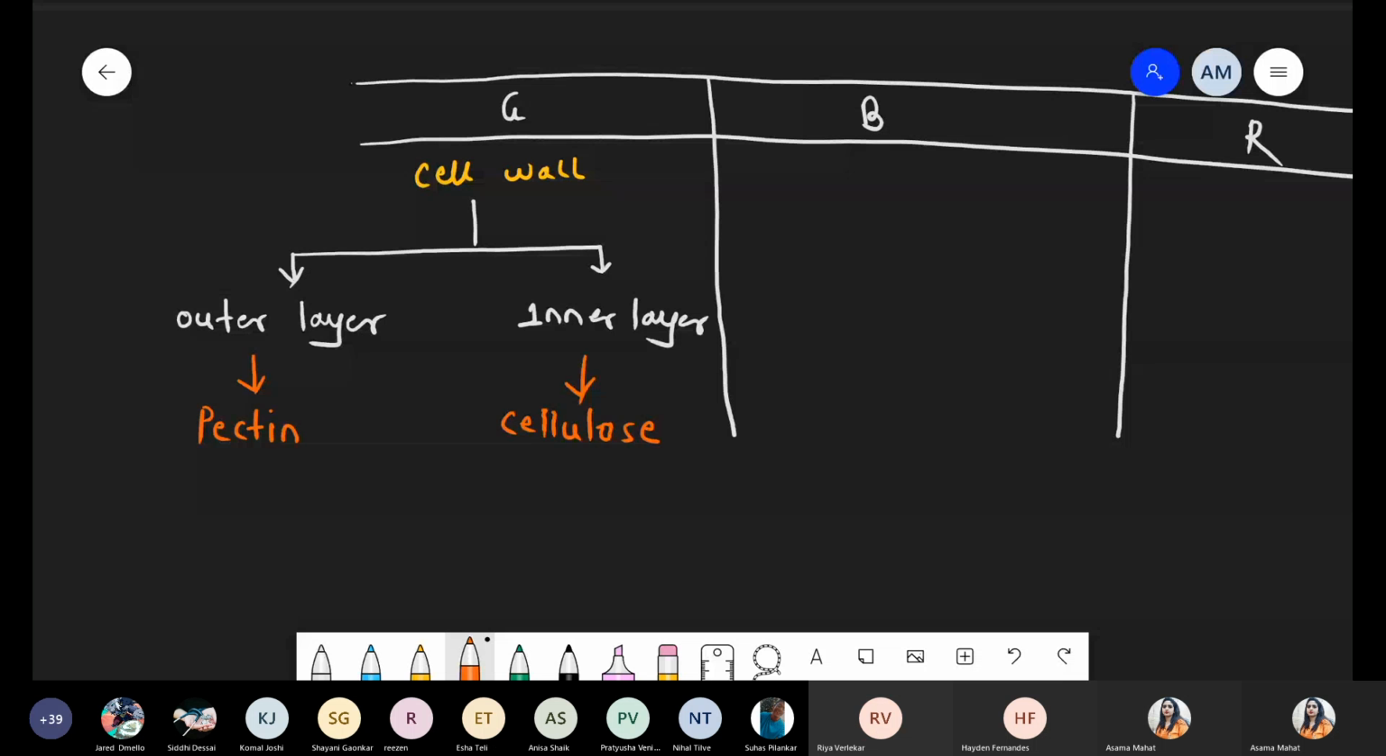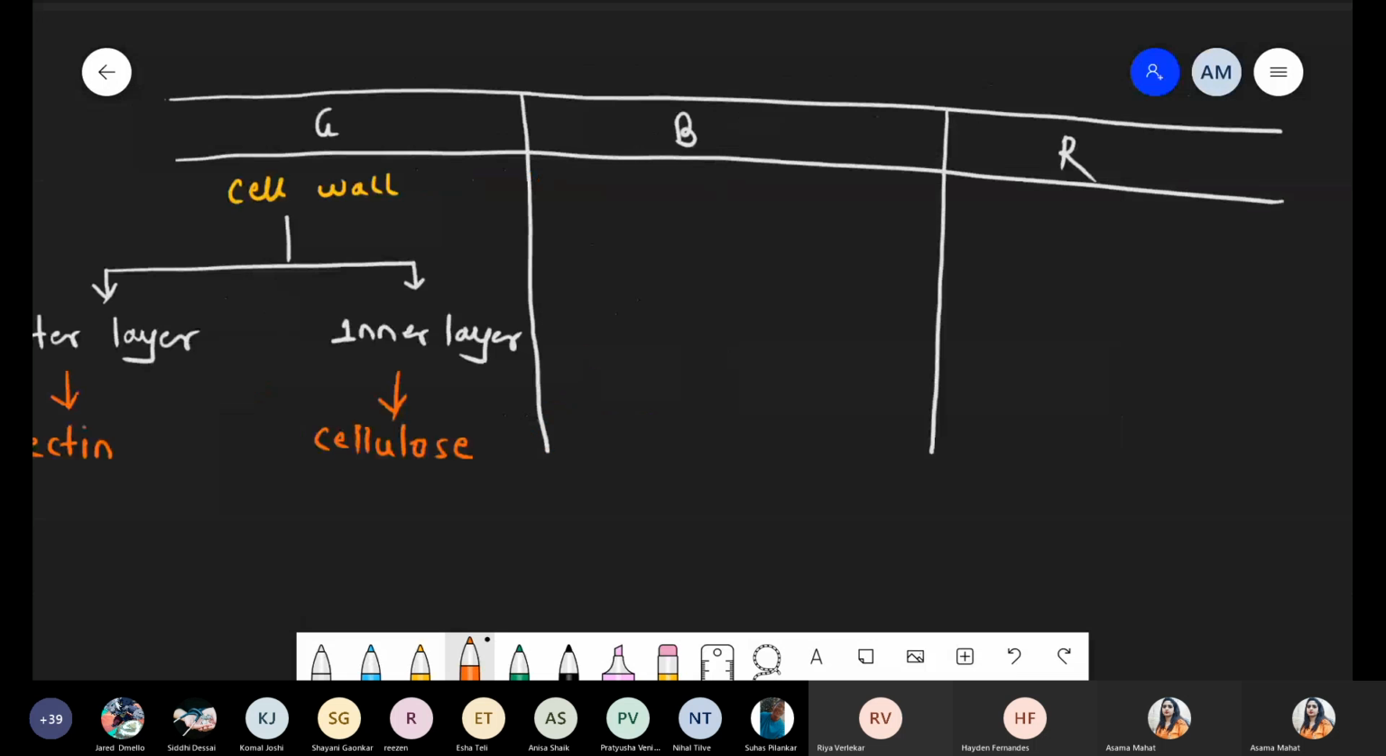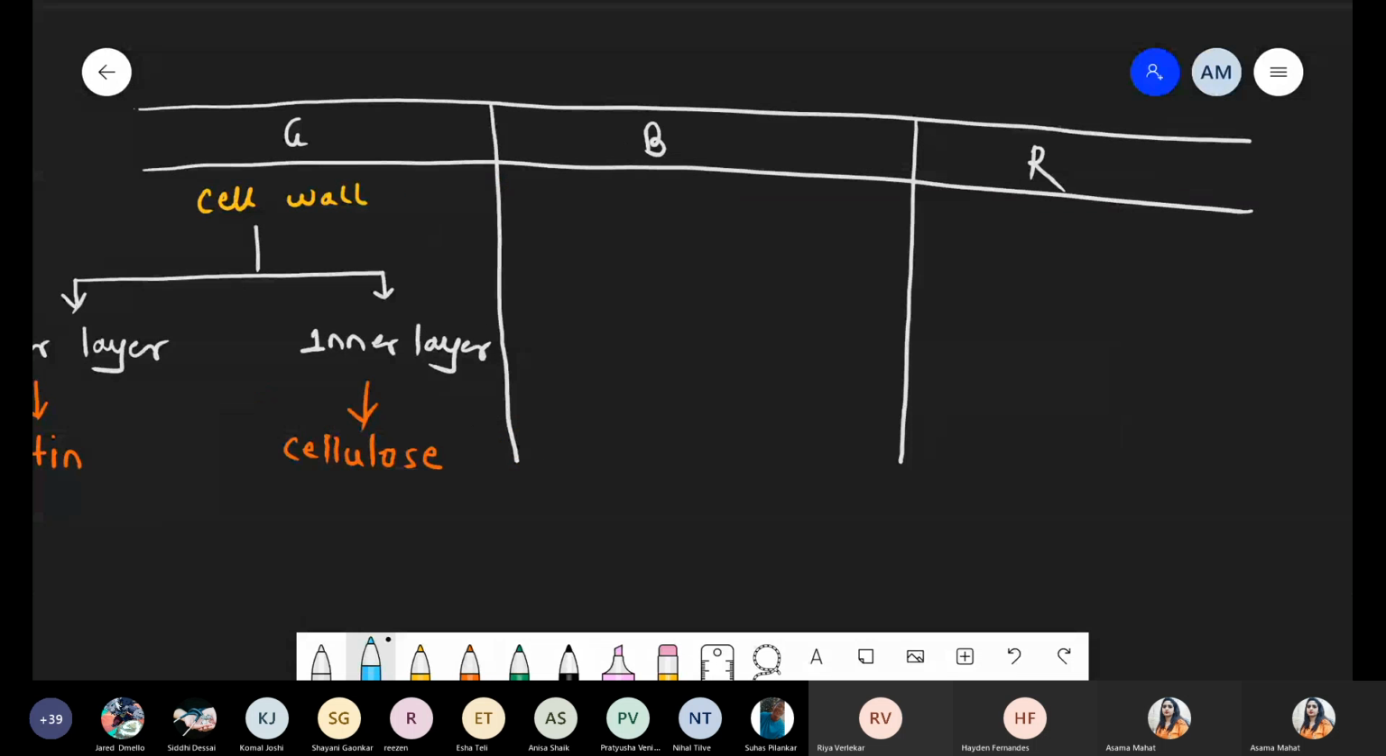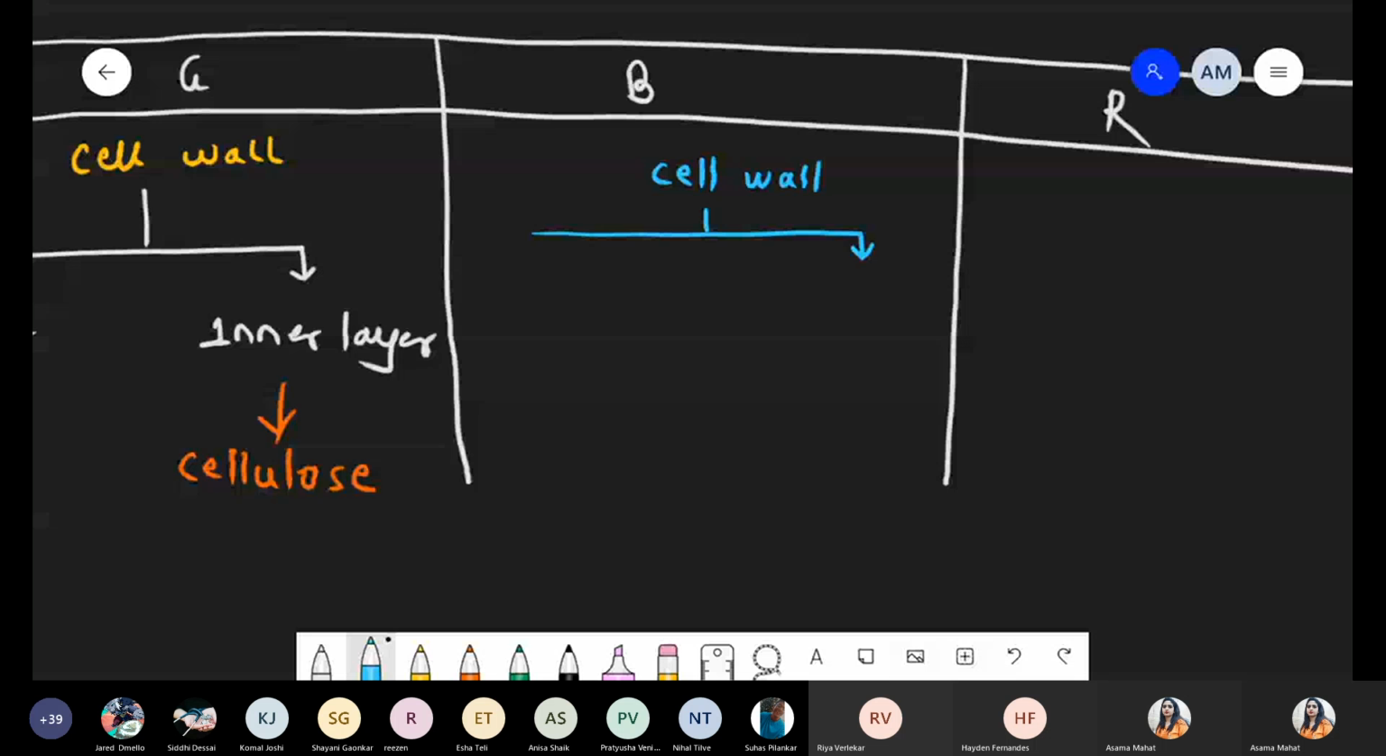Whatever questions come on the cell wall, they come from the brown algae and the red algae, because they have some unique points. So next we are talking about the cell wall in brown algae. The cell wall of brown algae has two layers, an outer layer and an inner layer. So we are talking about two types of layer, outer and inner.